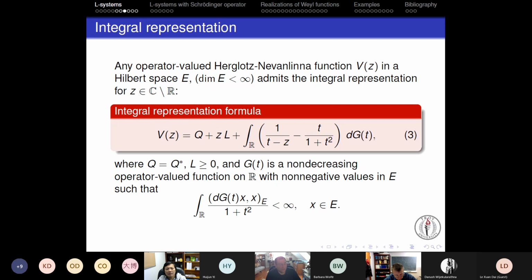Of self-adjoint operators and the one close to self-adjoint. And the function g_t in this case is a non-decreasing operator-valued function. It's a measure. Yes, it actually is a measure, and then there's the condition that the integral over R of dg_t(x) over 1 plus t squared is finite, right?